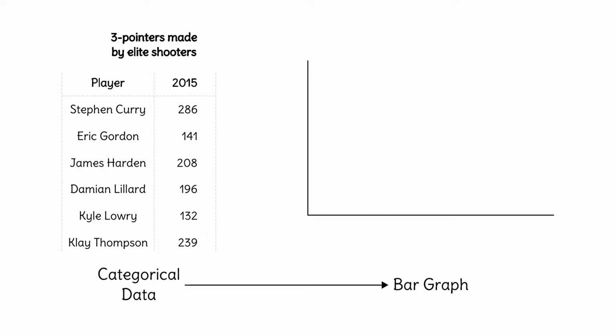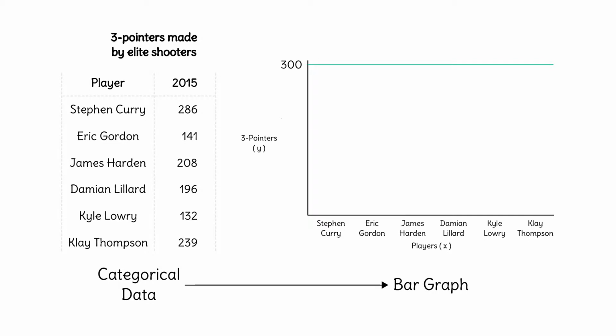To create a bar graph, we put the categories, in this case the players, on the x-axis. We put the data, in this case the number of three-pointers made, on the y-axis. What would be the maximum value on the y-axis? How about 300? That's a nice round number that's above Steph Curry's 286.